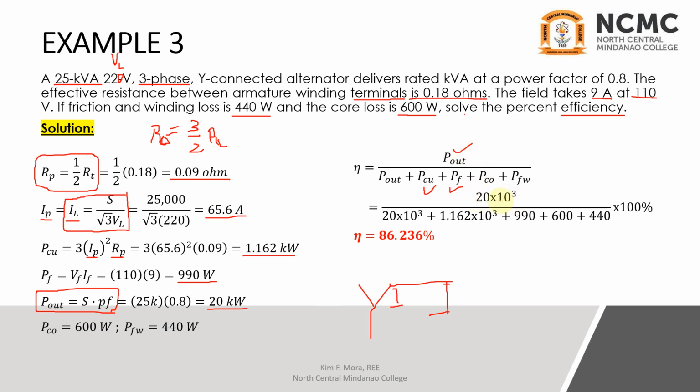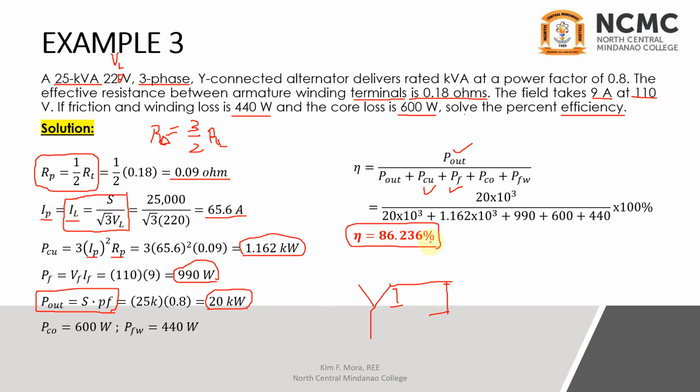After that is aton nilang dayong i-substitute ang mga values nila. So output power, that is 20 kilowatts over output power plus our copper loss, then our field winding loss, then given dayon nga core loss and katong friction loss, then multiply by 100%. So our efficiency here sa alternator is equal to 96.236%.